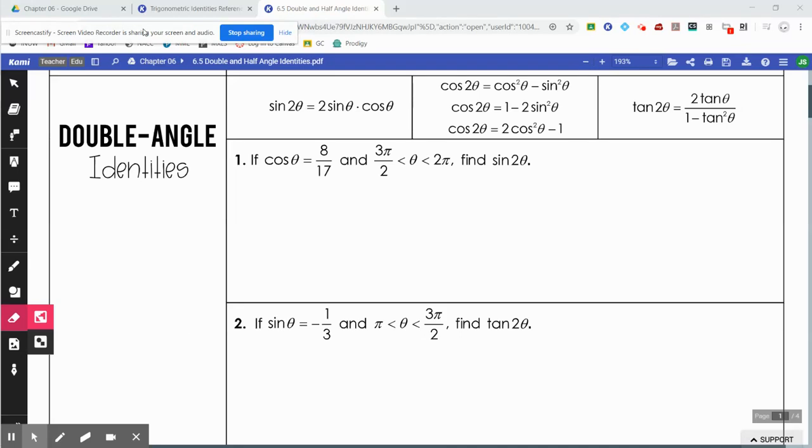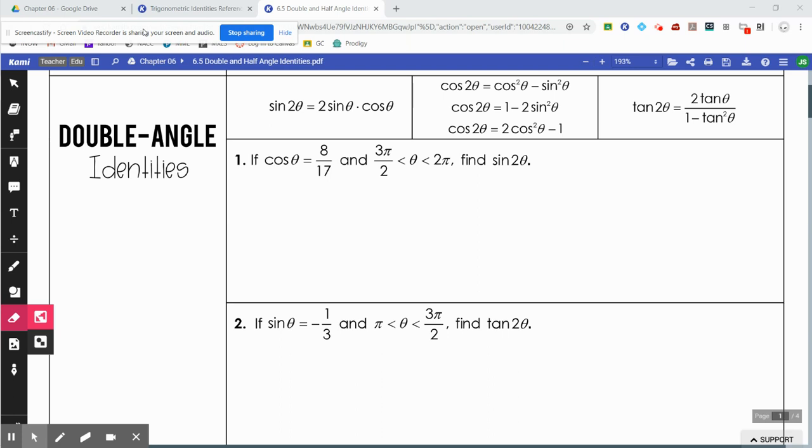In this section, we're going to be doing double angle identities, and then eventually we'll do half angle identities. Now, what do double angle identities do for us? If you know the sine of 30, then you can use a double angle identity to find the sine of 60, which we already know, but you get the right idea. You can use the double angle identity if you know the sine of 45 to find the sine of 90, and so on and so forth.